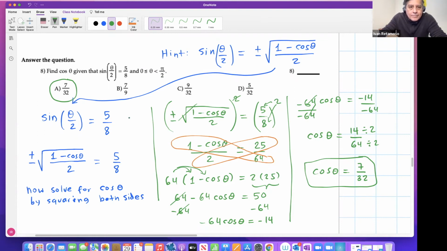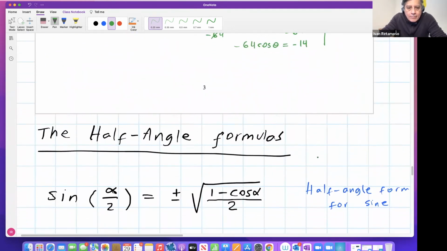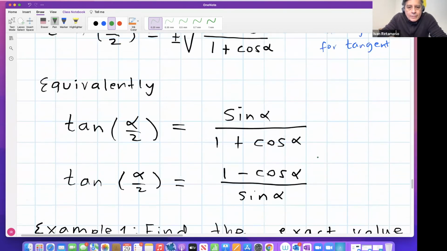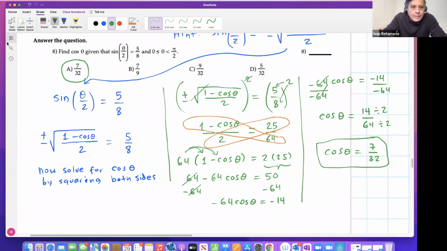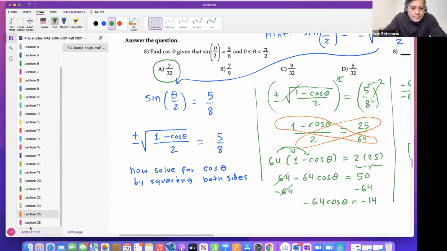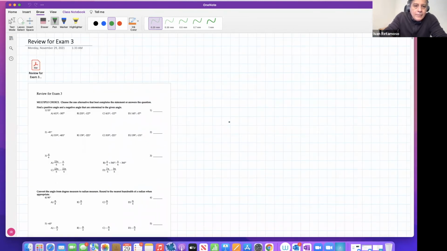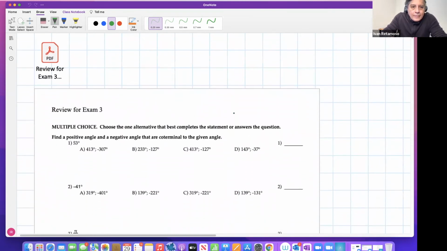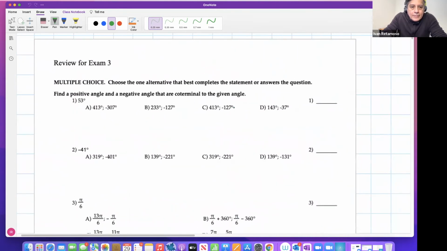So great. All right, let's go now, I think, guys, to the review, because with this we have completed half angle formulas. So let's start with a review, okay? Let's go to the review for exam 3. So if we start now, then we continue on Wednesday. So it will be easier. All right, let's start with this question.